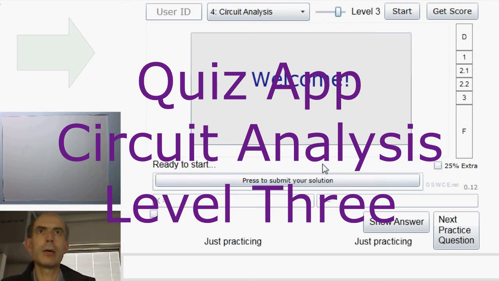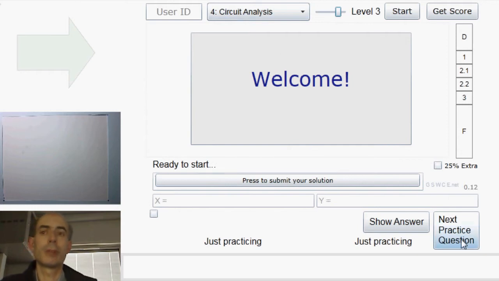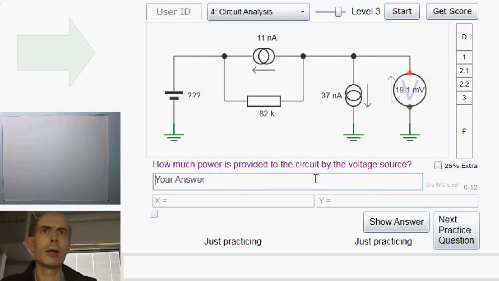Okay, and now we'll do some slightly more complicated ones. This is circuit analysis level 3. First one here. How much power is provided by the voltage source? Well, we'll need to know the current through the voltage source and the value of the voltage source itself to work that out. First of all, let's try and get the current.